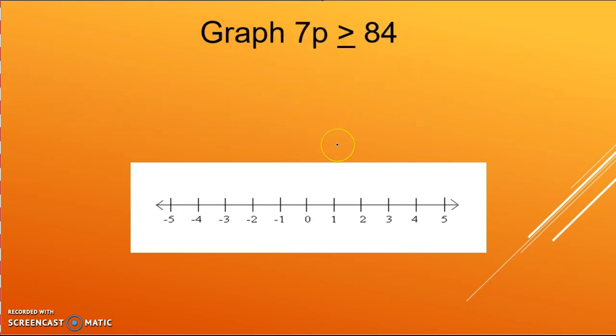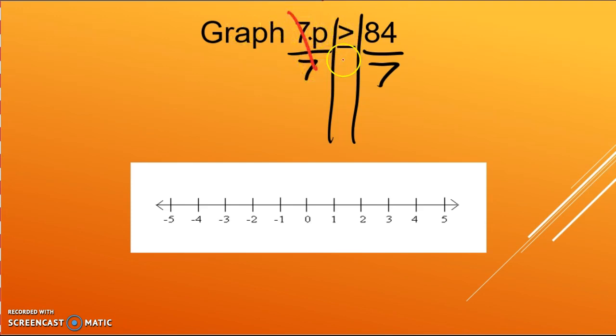Here's another graphing one. We have 7p is greater than or equal to 84. So when we're doing that, I am first going to divide by 7 because the 7 is being multiplied by p, so the only way to get rid of it is to divide. So that crosses out here. Now I'm just left with p on this side, then I have a greater than or equal to, and I have 84 divided by 7, which is going to be 12.